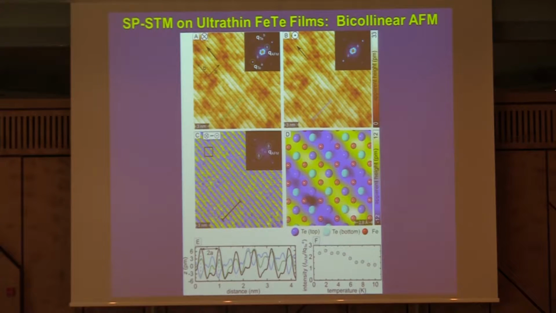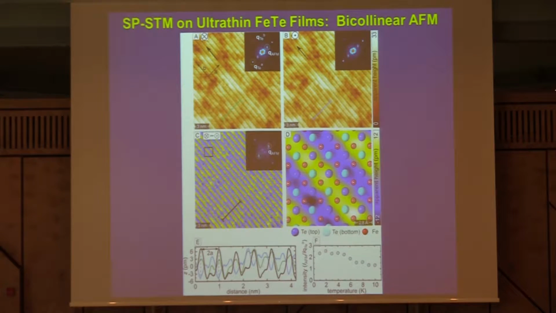In this case, actually, we have two rows of iron sites with the same spin orientation, followed by two rows of iron sites with the opposite spin orientation. So in the literature, this is referred to as a bicollinear antiferromagnetic state. And the beauty is that we can resolve that even for a single unit cell layer. Of course, this has been observed by other groups and also by us at the surface of bulk iron tellurium. But the new finding is that you observe this bicollinear antiferromagnetic state even for single unit cell layers.